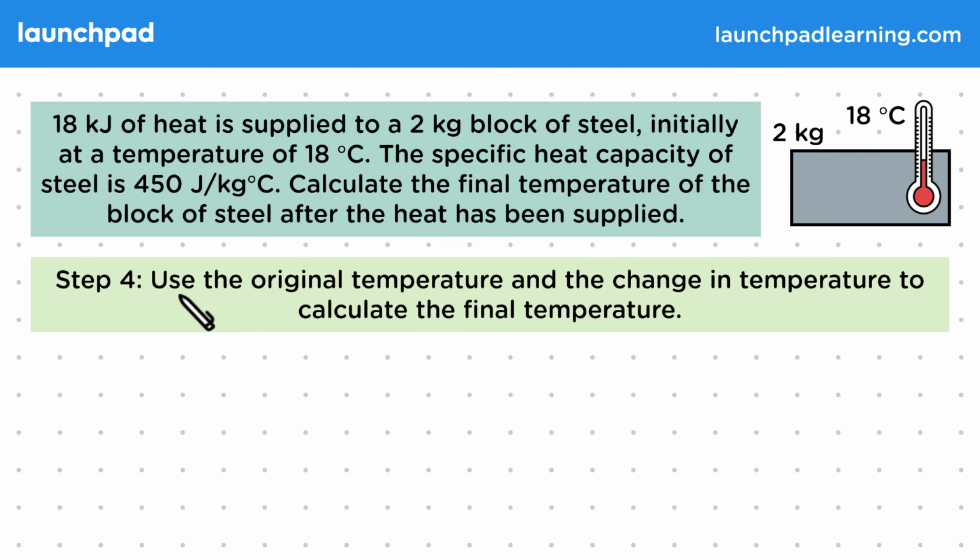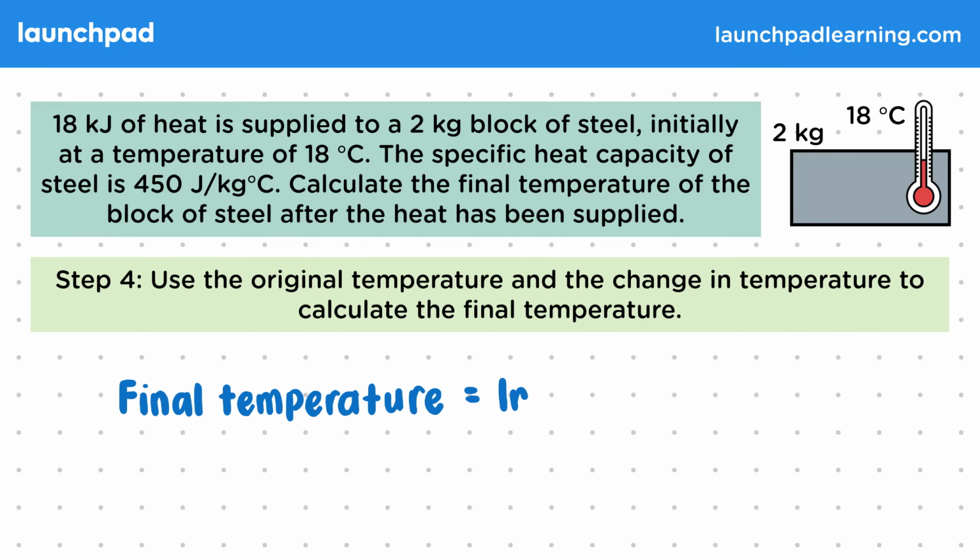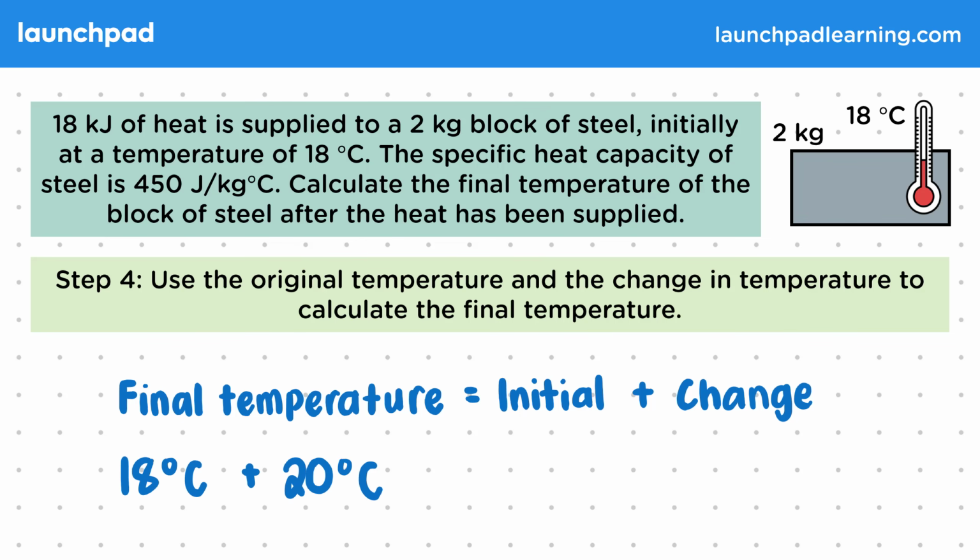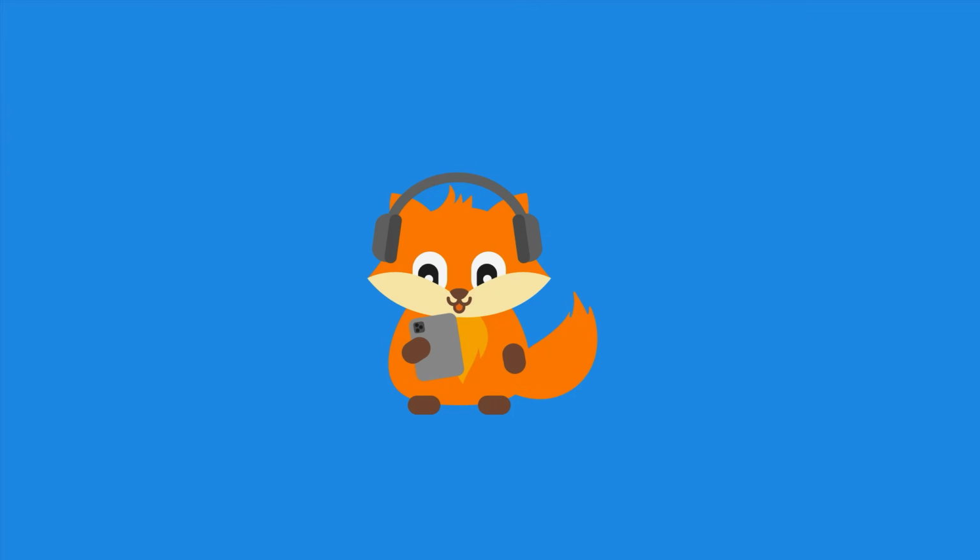In the final step, let's use the original temperature and the change in temperature to calculate the final temperature. So the final temperature is equal to the initial plus the change in temperature. And that is 18 degrees Celsius plus 20 degrees Celsius gives us 38 degrees Celsius as the final temperature of the block of steel.